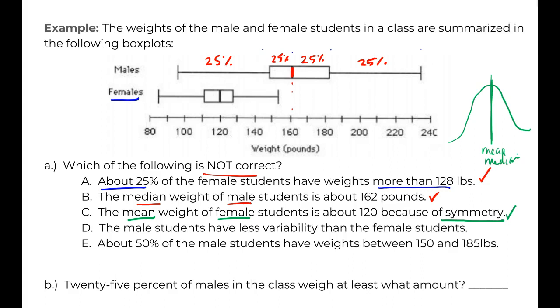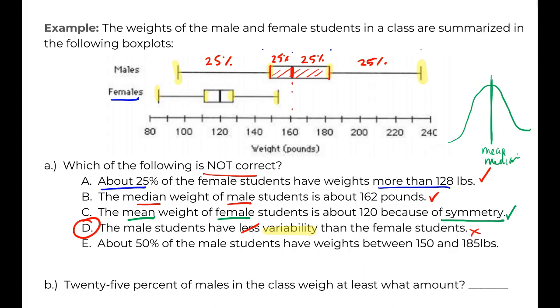D, the males have less variability than the females. All right, variability. Remember, that's just another way to talk about spread. Spread is how far, look at the male data. Whether we're doing range or IQR, the male data is much more spread out. Less is not the right word here. That is definitely our incorrect statement. So even if I wasn't sure what the heck C was saying, I should have been able to get D. And then the last question, about 50% of males have weights between 150 and 185. 150, 185. Yep, all of that is 25 plus 25, 50%.